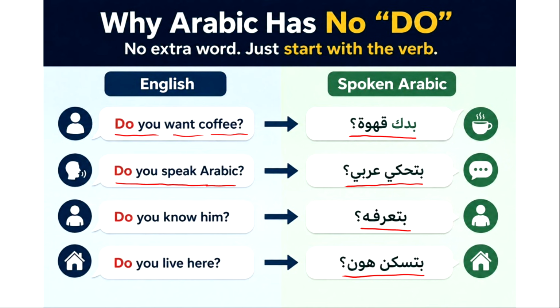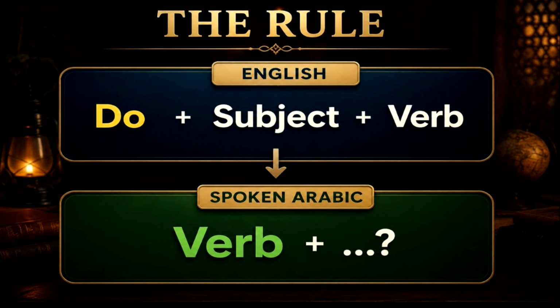So here is the rule. Remember this simple formula. In English, many questions follow this pattern. Do plus subject plus verb. In spoken Arabic, you don't need do. Just start with the verb and the question is complete. That's why spoken Arabic is often shorter and simpler.